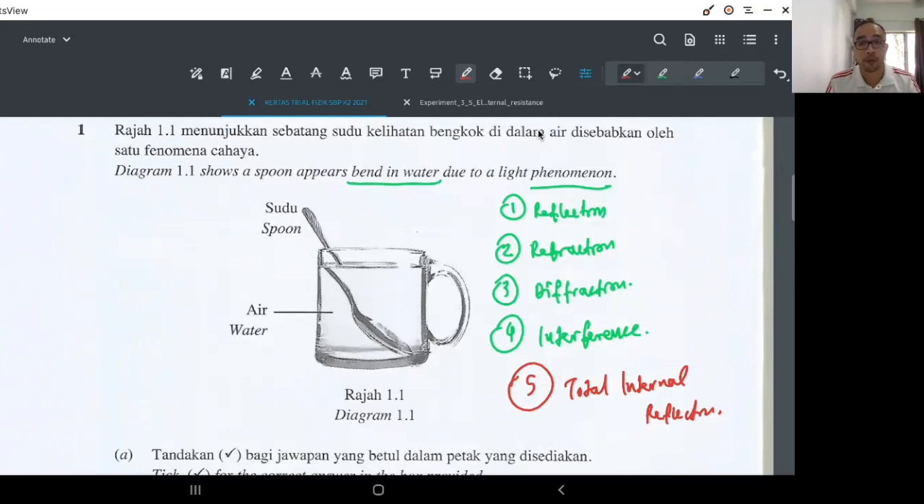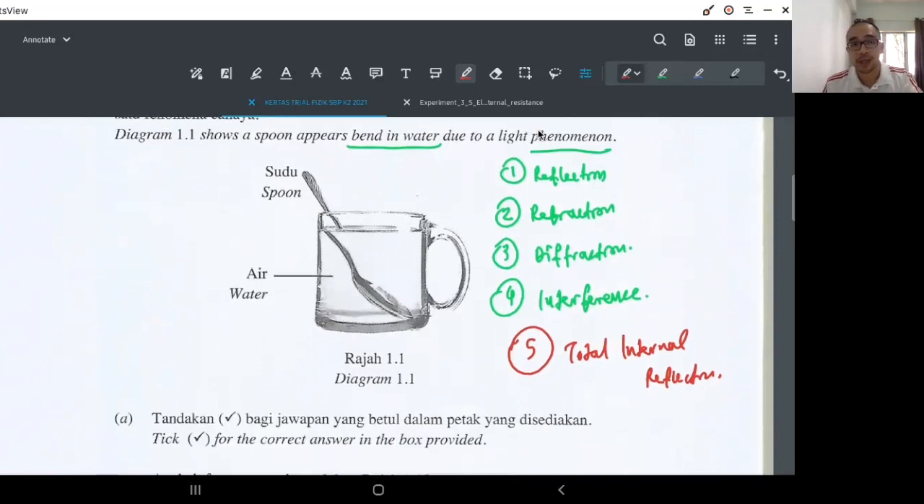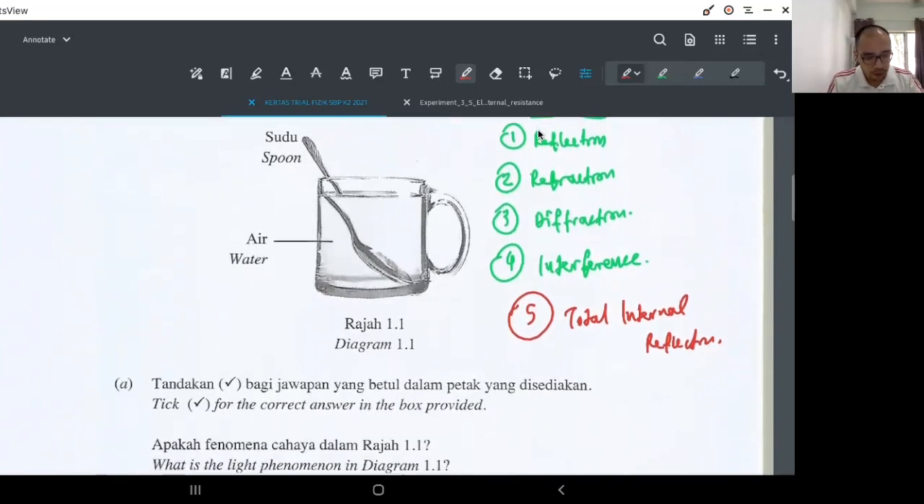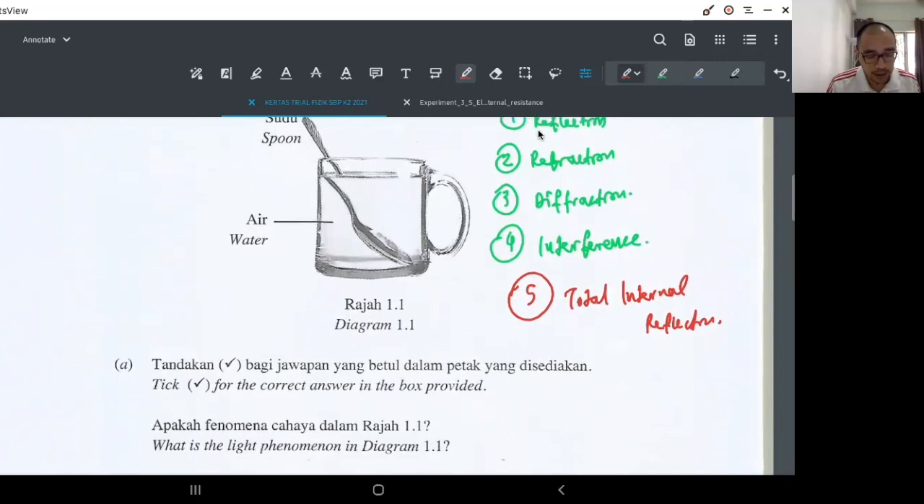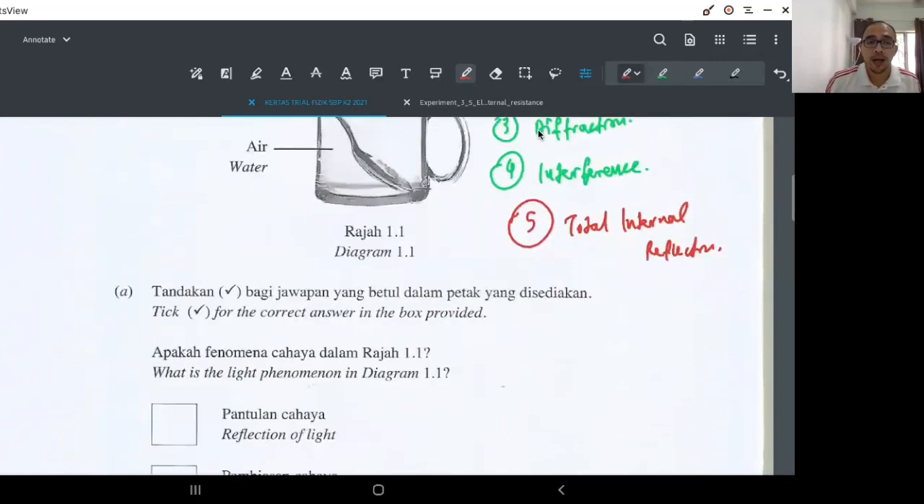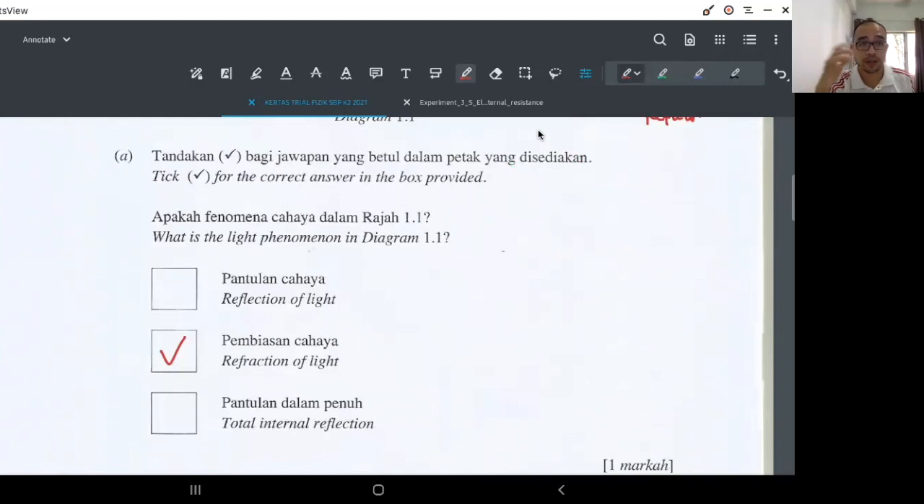So, tick the correct answer. What is the light phenomenon? Wow, this is a bonus question. All you have to do is just tick only. So the light phenomenon, obviously, this will be refraction of light. The light appears to be bent. So this is the correct answer. Hold on now. So the refraction of light.